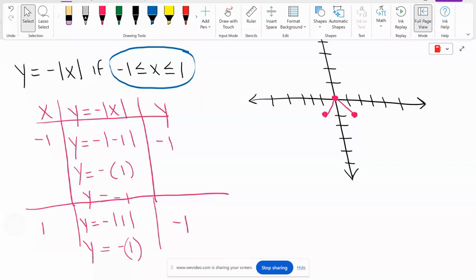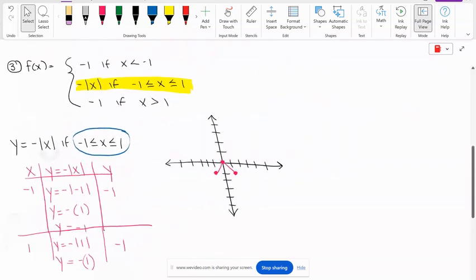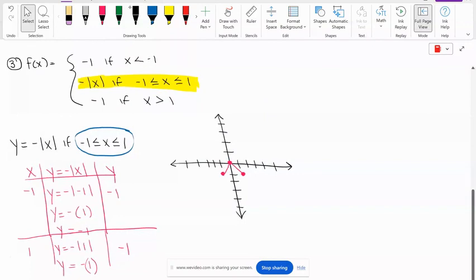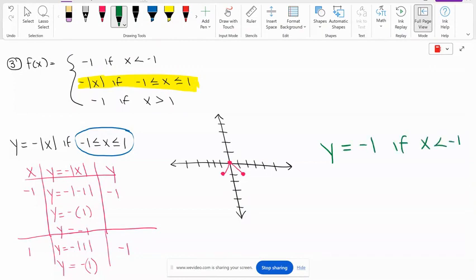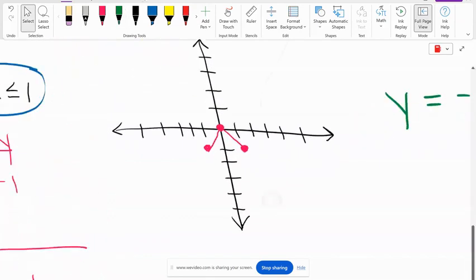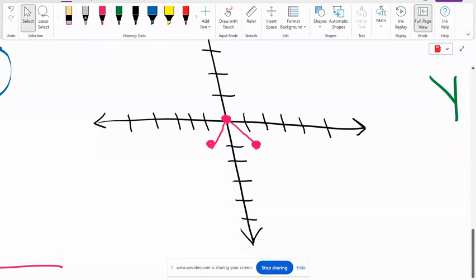Okay, now let's go back to the rest of this graph. So now they're saying y is equal to -1 if x is less than -1. Well, do we all agree y equals -1 is a horizontal line at -1? But now it says if x is less than -1. So what that means is they want an open circle right here. But what's already there? A closed circle.